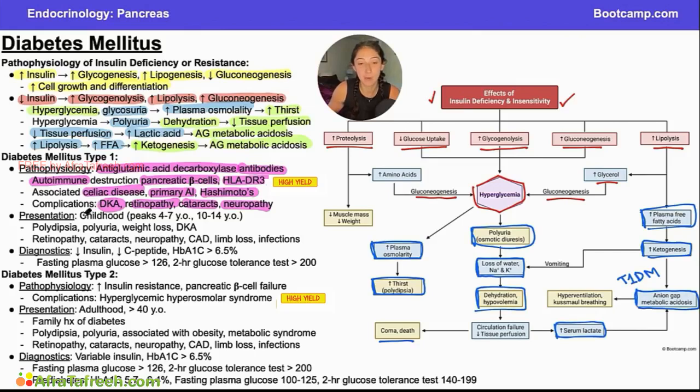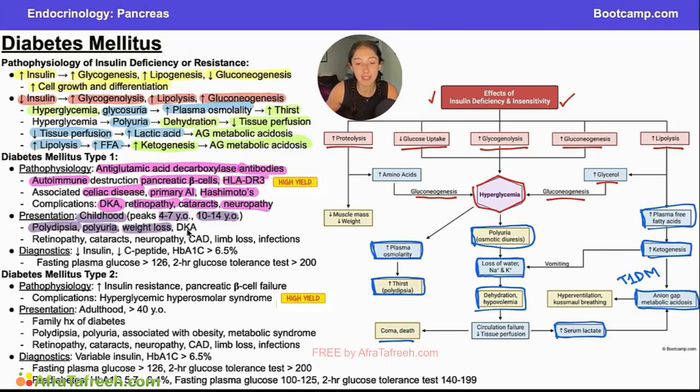The presentation for type 1 diabetes often occurs in childhood, and this is going to be very different from type 2 diabetes. The peaks of when this presents are between 4 and 7 years old and between 10 and 14 years old. The presentation might include polydipsia, polyuria, so it might be a kid that's just drinking a ton of water and mom and dad can't figure out why, or a kid that starts wetting the bed again after they haven't for a really long time, or a kid that's going to the bathroom overnight to urinate. These are all signs that could make you suspicious for diabetes type 1 on Step. And then weight loss as well can be a symptom of diabetes type 1 in these kids.